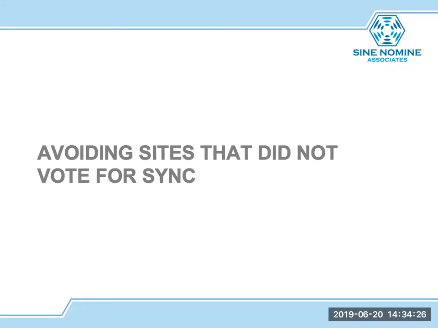So the first one is called avoiding sites that did not vote for sync. Basically, every time that a remote site receives a request from the sync site to create a new transaction, this remote site is going to check if it gave its vote to the sync site that is requesting that transaction. If the answer is yes, then a new transaction is going to be created. If the answer is no, then that request is going to be refused.